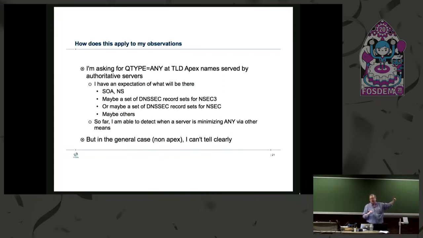They should have an SOA record. They should have an NS record. If they have DNSSEC, they should have a certain set of records depending on what kind of DNSSEC they have. So I have an expectation on this side of what I should get back. And I'm not seeing that come back, and I can tell it's an error.